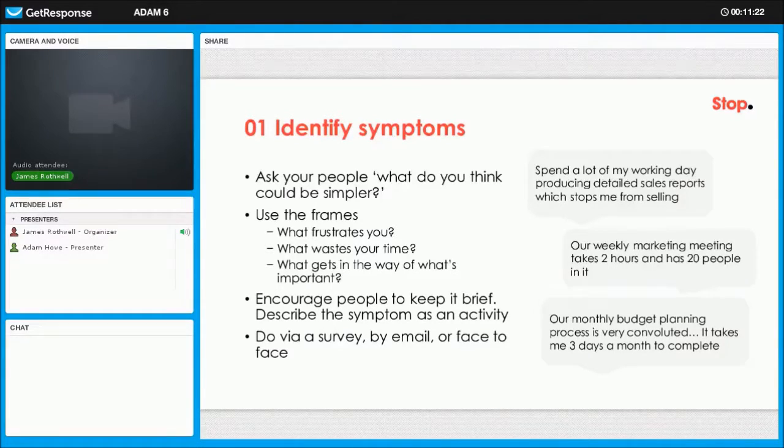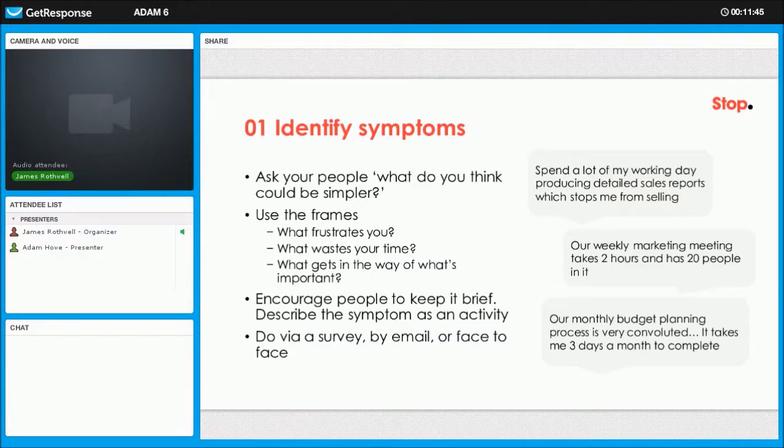What we do is we would recommend using some provocative frames. So, what frustrates you, what wastes your time, what gets in the way of what's important, whether you think that the organisation is wasting money. They can all be quite helpful. And at this stage, what we're really looking to do is to get as many ideas as possible.